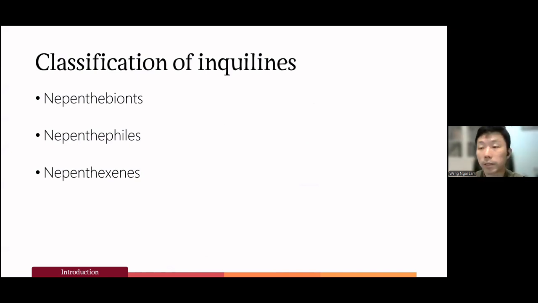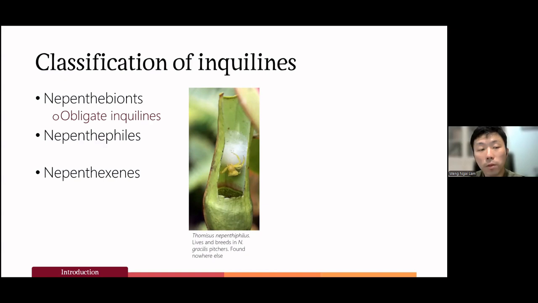Traditionally, there are three types of classification: the Nepentibionts, the Nepentaphiles, the Nepentazines. I'll use crab spiders, spiders in general, as an example of these. So Nepentibionts are animals which are obligate mutualistic. They depend on the pitchers for their survival. An example is Thomisus nepenthophilus. The name itself tells you: Nepenthophilus, the friend of Nepenthes. It lives and breeds in Nepenthes gracilis pitchers. You will never find this anywhere else. Remove the pitcher plants and this species will cease to exist. So it's an obligate mutualist.